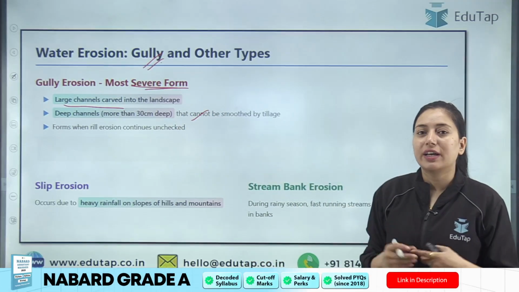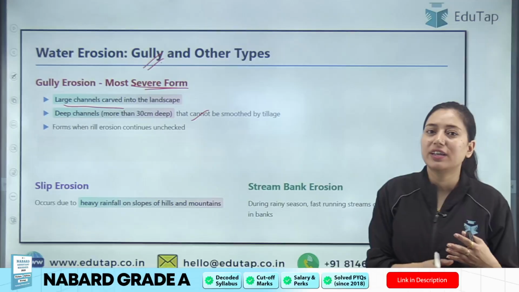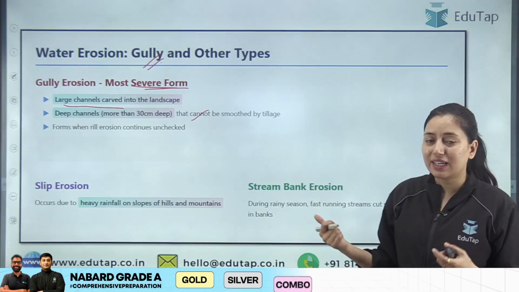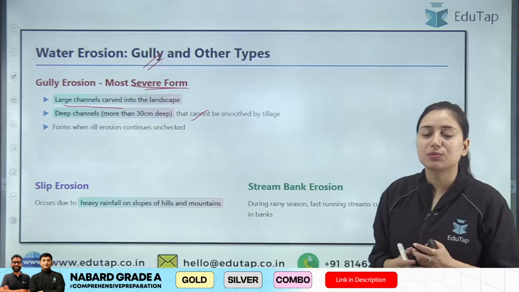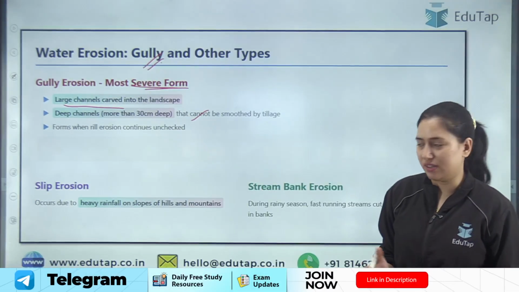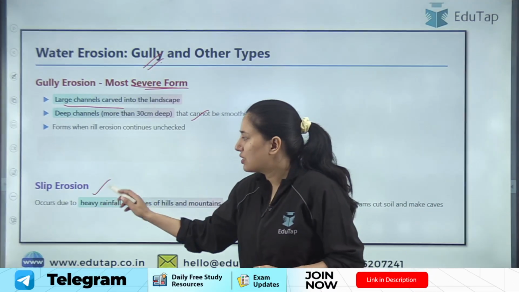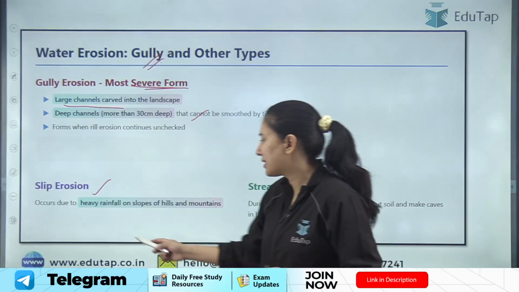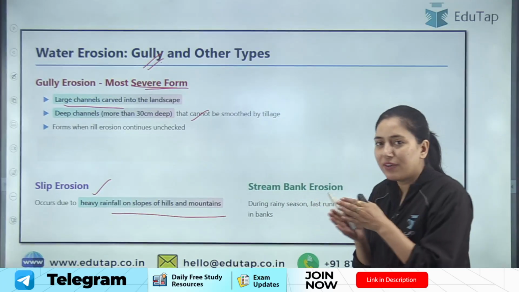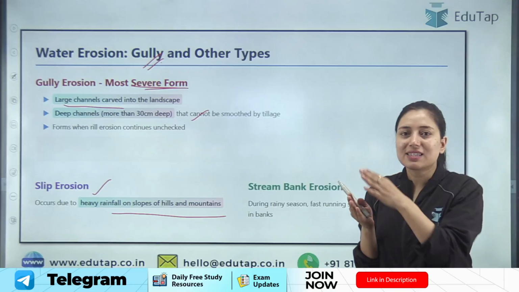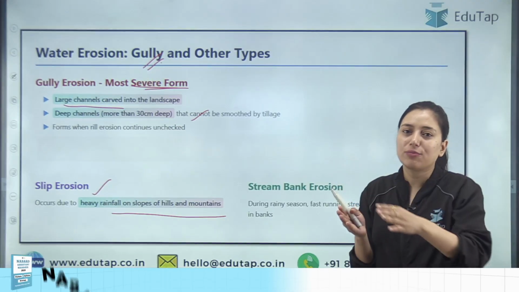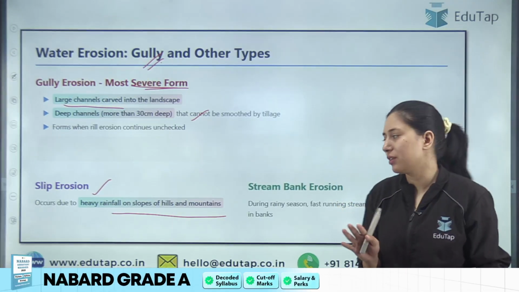Okay, so at the time of rill erosion we can even out the land, but gully erosion is a severe form, and the management of this type of erosion is very difficult, right? Then we have another erosion, which is slip erosion. What is slip erosion? Basically when the slope of a hill or mountain is slipped off. An example is landslide, right? That is slip erosion. An entire layer of mountain or slope is slipped off, that is slip erosion.